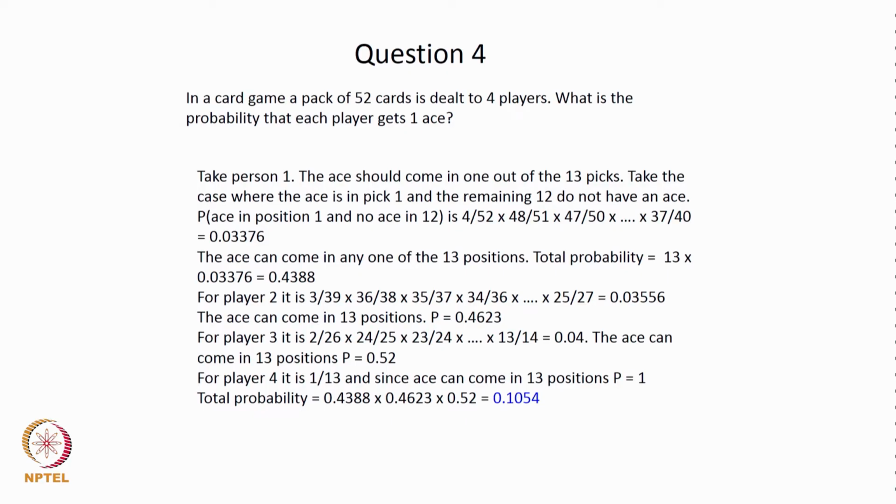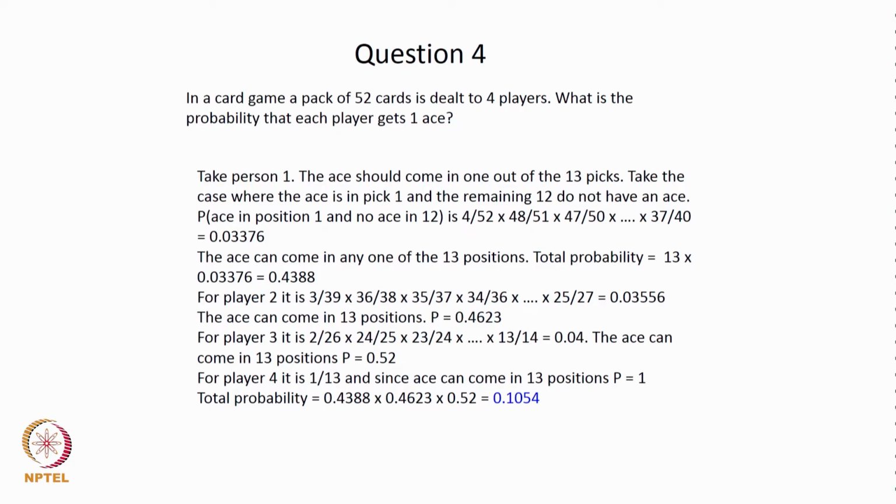etc., etc., which is 0.03376. 4 by 52 comes because there are 4 aces in 52 cards, and then one card has been picked up, so remaining 51, and then this one should not be an ace. So there are 48 non-ace cards, and therefore 48 by 51, and it keeps reducing for 13 picks and you get 0.03376. Now this ace can come in any one of the 13 positions, therefore 13 into 0.03376 is 0.4388.